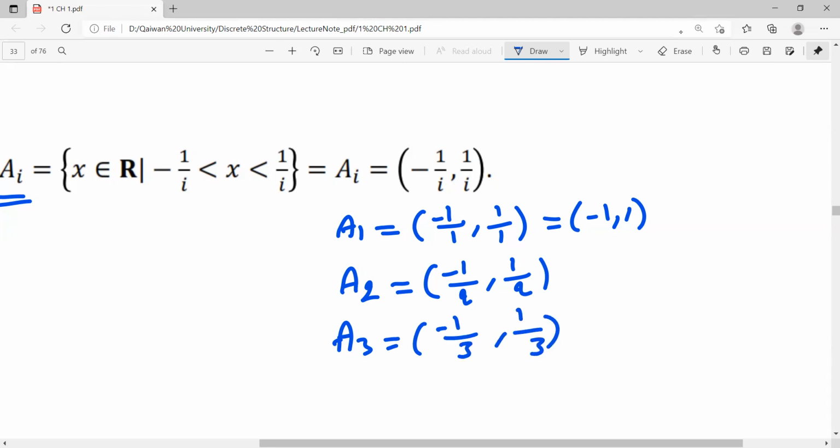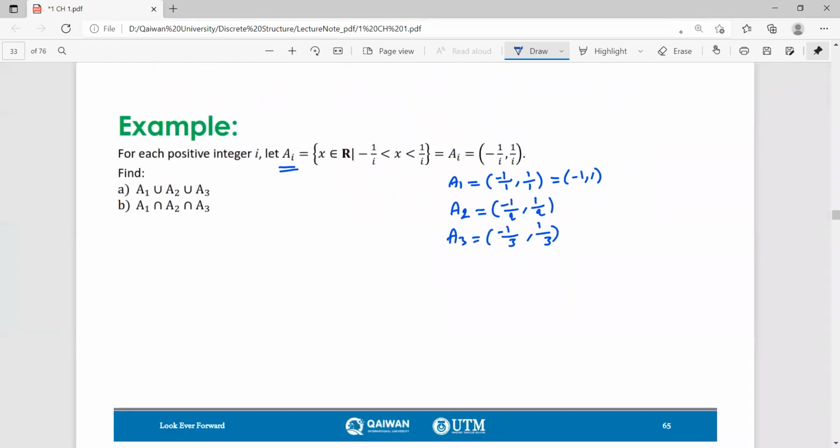Let's represent these on the real line. If this is the real line, this is 0, this is 1, this is -1, this is a half, minus a half, this is -1/3, this is 1/3.